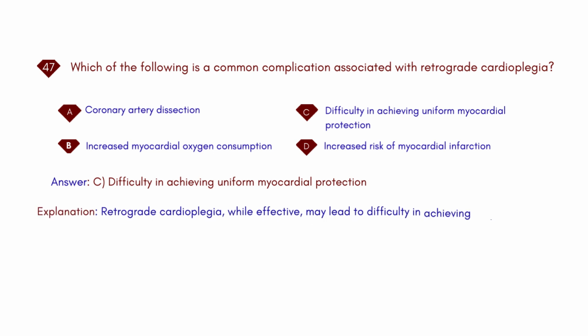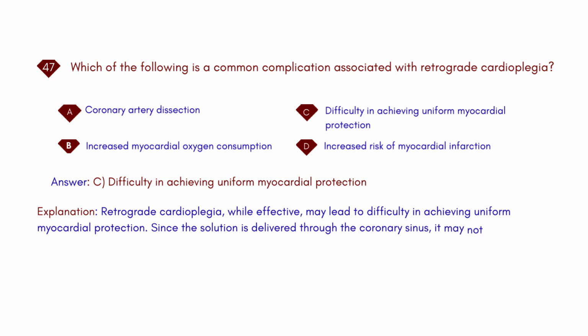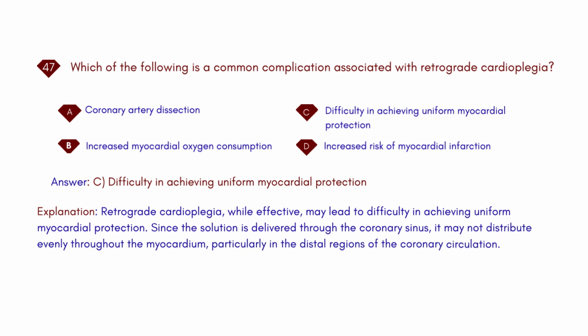Explanation: Retrograde cardioplegia, while effective, may lead to difficulty in achieving uniform myocardial protection. Since the solution is delivered through the coronary sinus, it may not distribute evenly throughout the myocardium, particularly in the distal regions of the coronary circulation.